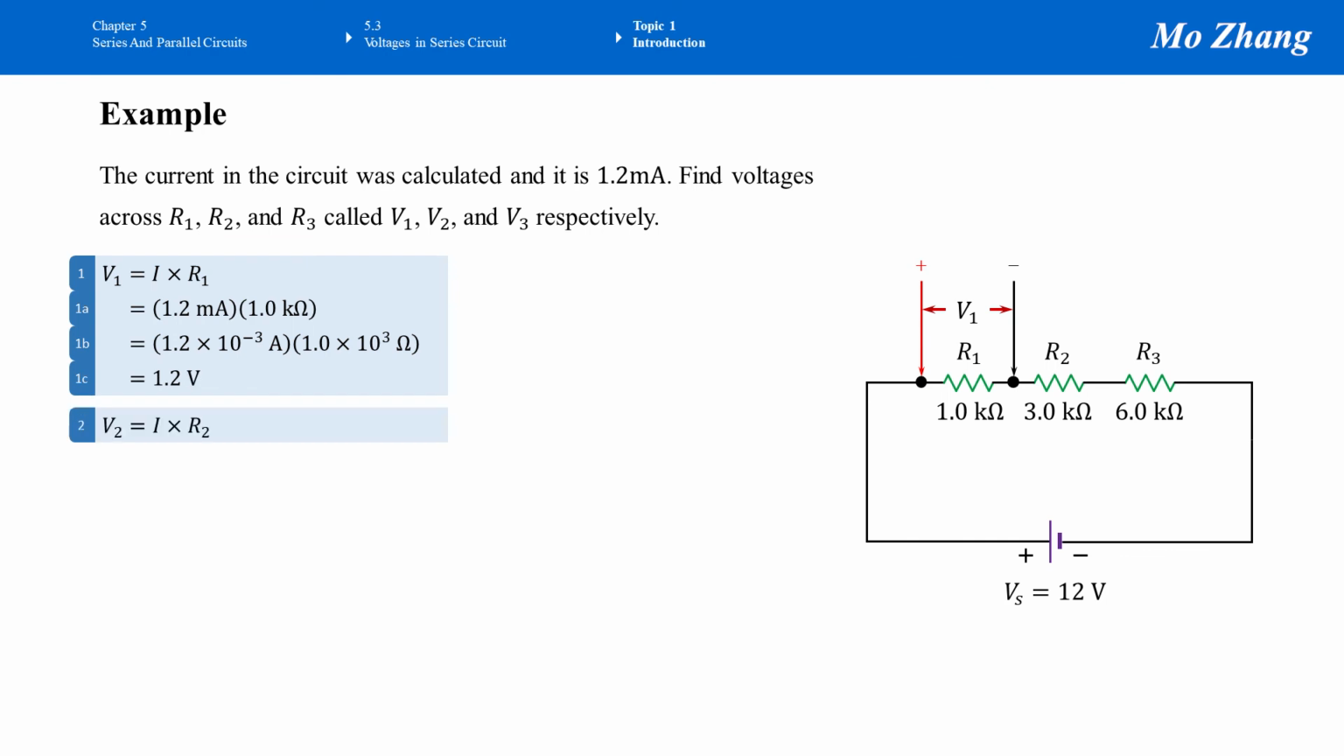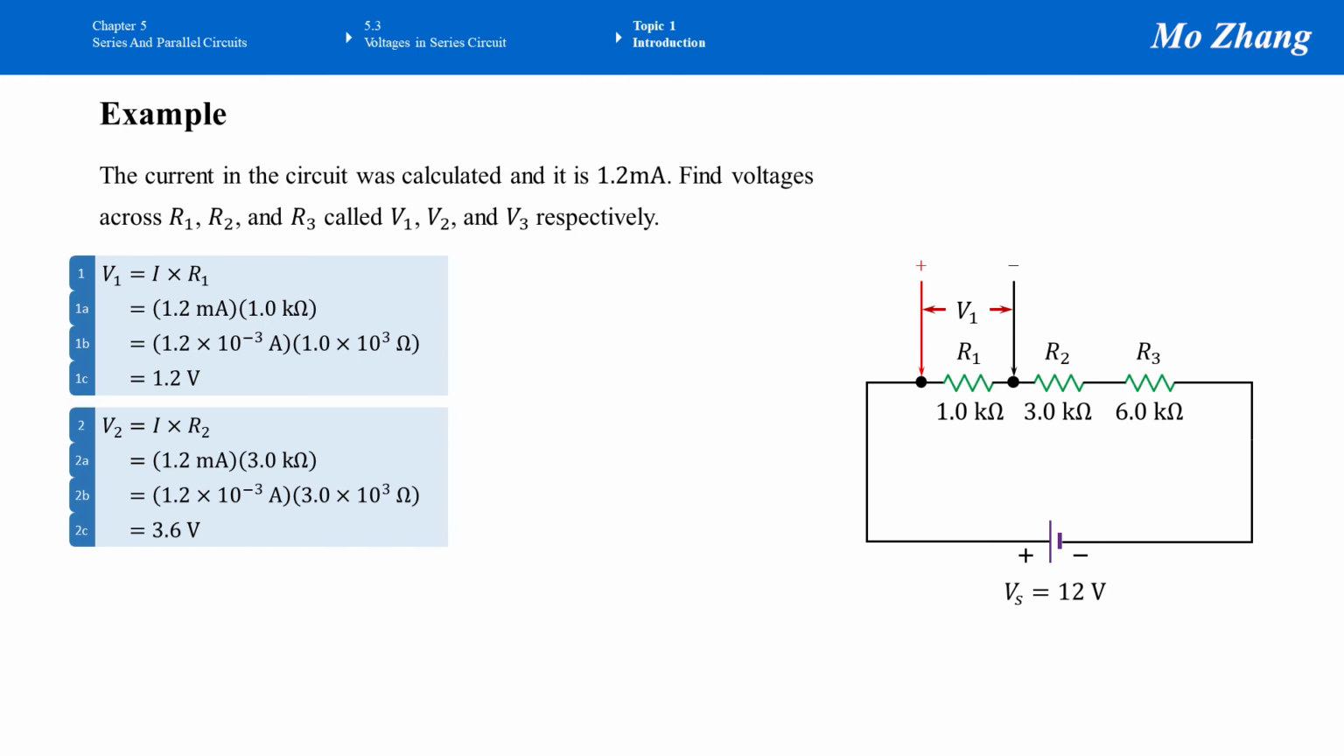Similarly, V2 is current times R2. Substitute the variables by the numbers: 1.2 milliamps times 3 kilo ohm. The milli and the kilo cancel out because milli is 10 to the power negative 3 and kilo is 10 to the power positive 3. Multiplied together, they are 1. So we can simply multiply 1.2 by 3, which is 3.6 volt.